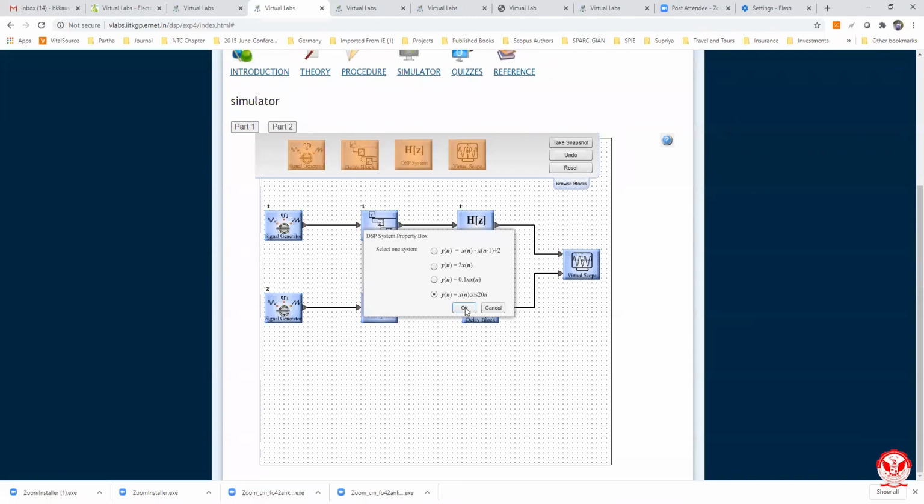So combinedly we want to observe, because in this experiment we have 4 systems: yn equal to xn minus 1 plus 2. We have seen the result for yn equal to twice xn, yn equal to 0.1 n xn. Similarly, we have seen the results for yn equal to xn cos 20n.